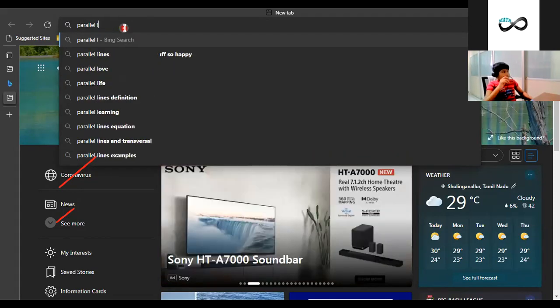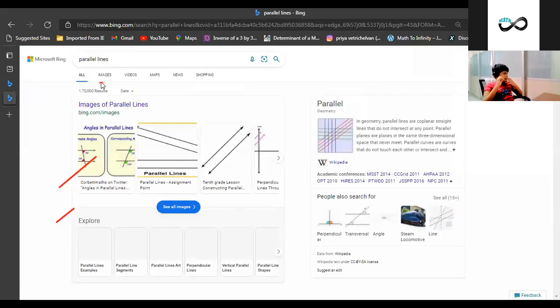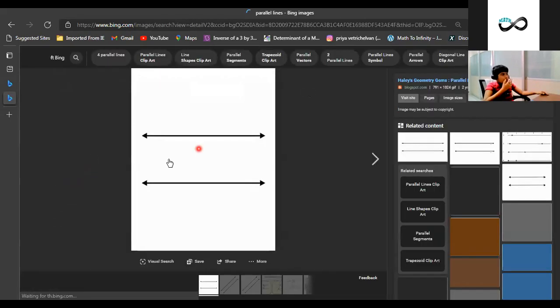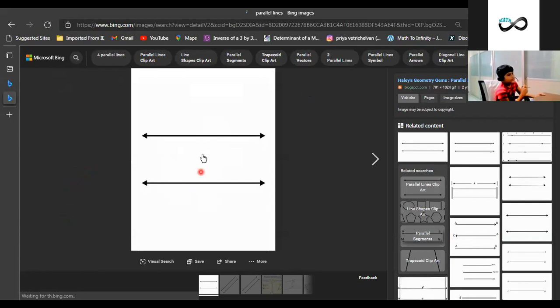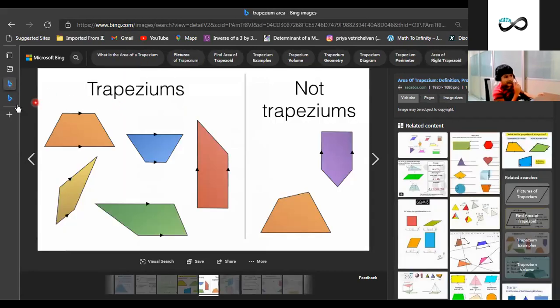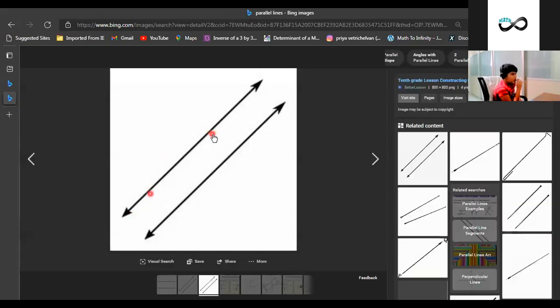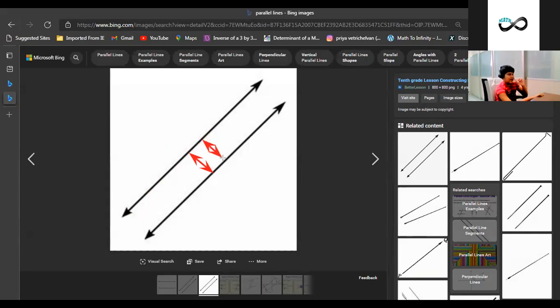Parallel lines. Can you see it? Can we call these two lines parallel lines? Yes. We can also call these two lines parallel lines. They are not horizontal, and they are not vertical, but you can call them parallel lines. You'll be able to notice equal spacing between the lines. You're getting it?